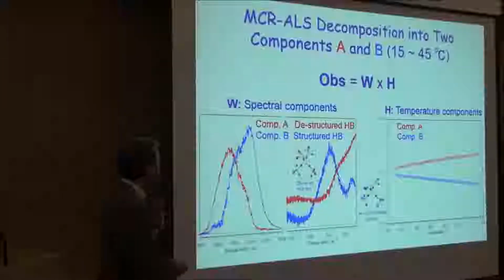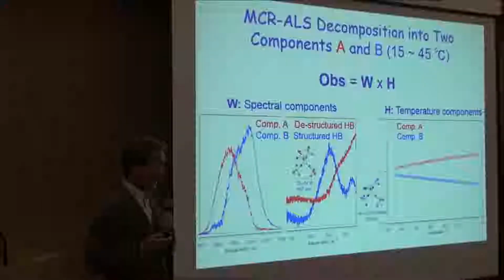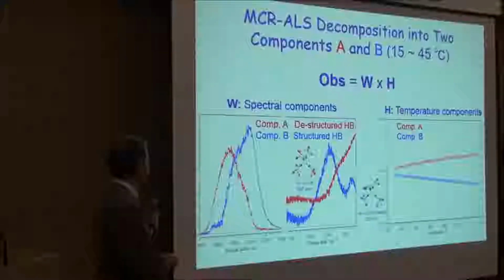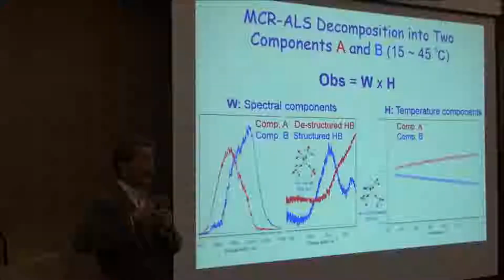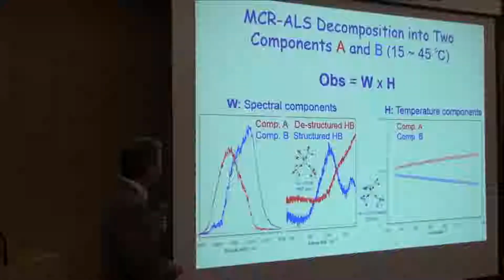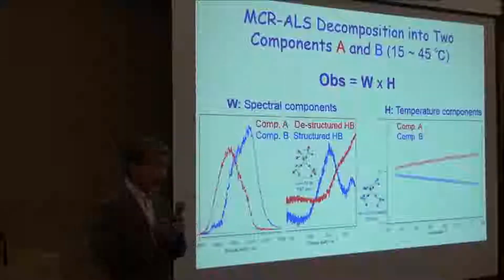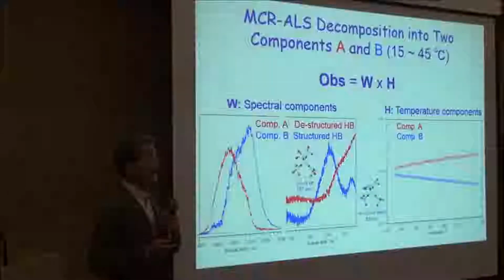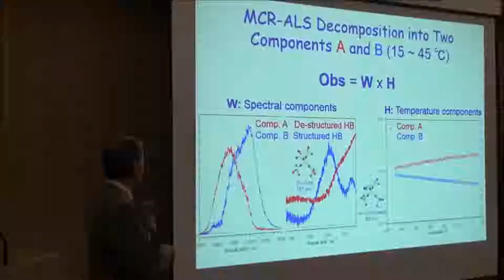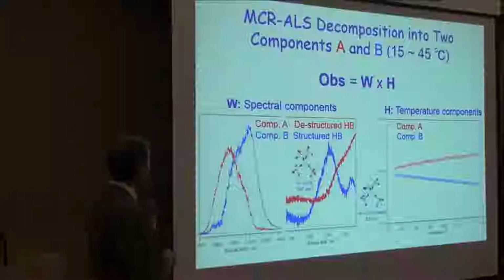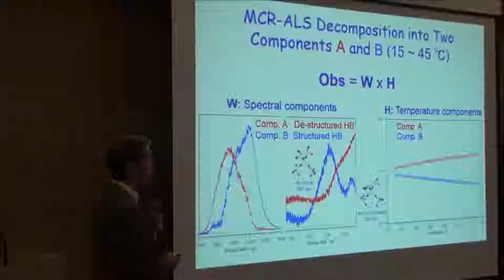One has a very clear structure, and many people argue that this peak is the tetrahedral hydrogen bond stretching motion, and this is the hydrogen bond bending vibration. There are many discussions about this. But at the same time, if you look at the higher wave number region, you notice that these are both hydrogen bonded.